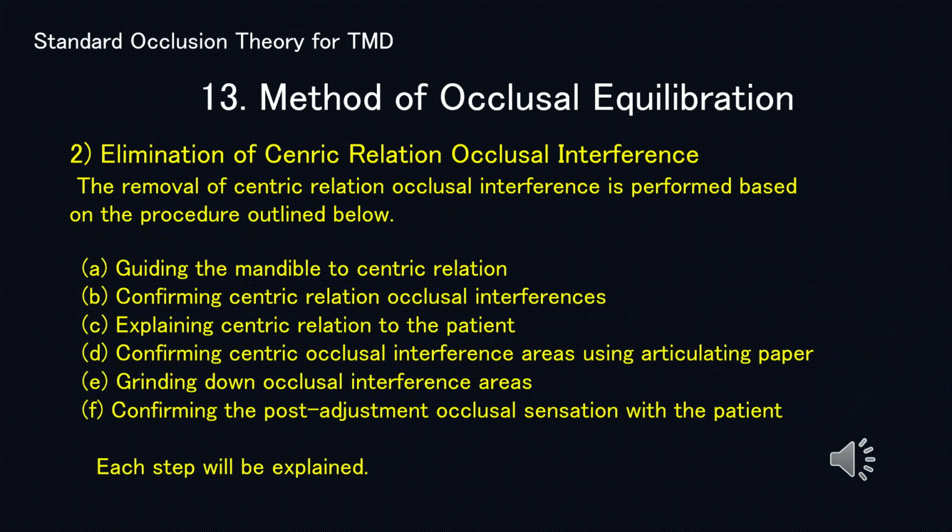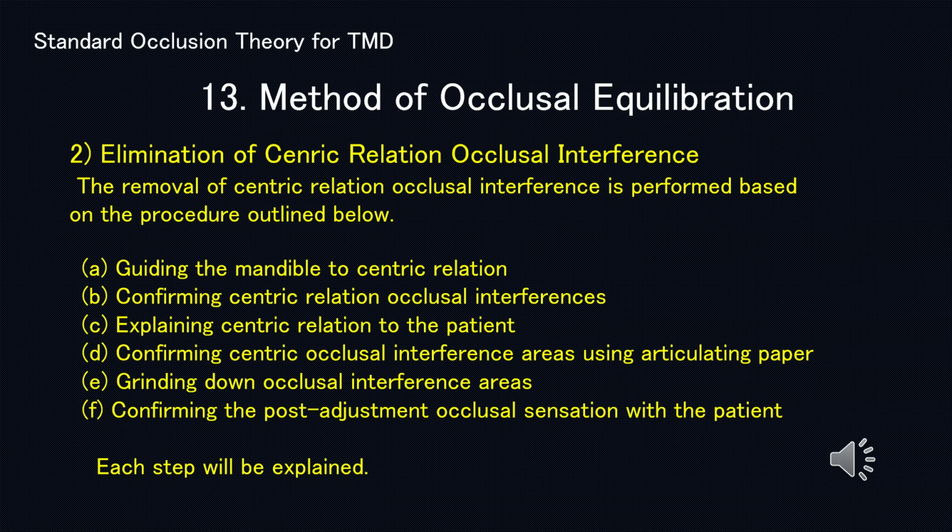2. Elimination of Senrich relation occlusal interference. The removal of Senrich relation occlusal interference is performed based on the procedure outlined below. A. Guiding the mandible to Senrich relation. B. Confirming Senrich relation occlusal interferences. C. Explaining Senrich relation to the patient.